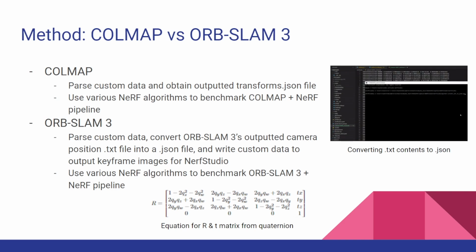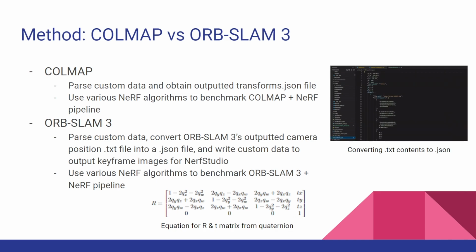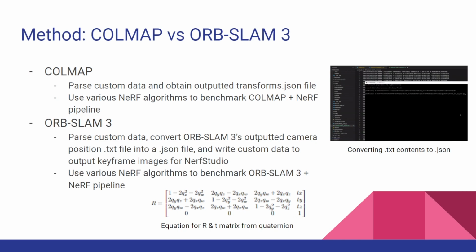We obtained ORB-SLAM data by recording data and running ORB-SLAM. However, the output file contains camera positions in quaternion. Using the equation above, we converted the quaternion into a transformation matrix for each image. Then, the entire text file could be converted into a NeRF Studio compatible file. We tried to obtain keypoint images for each data image to pass into NeRF Studio in a similar manner.